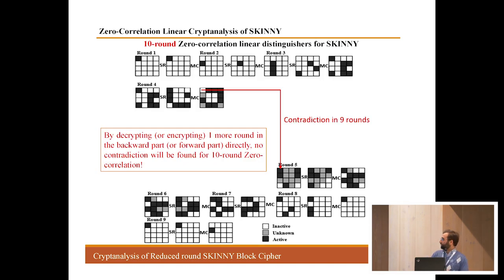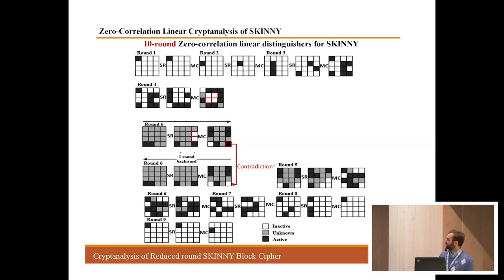But if you want to add one more round, for example, from backward or forward in the middle of the cipher to have a 10-round zero correlation, then we can see that there is no contradiction. If we compare this mask to this mask, there is no contradiction between them at first glance.